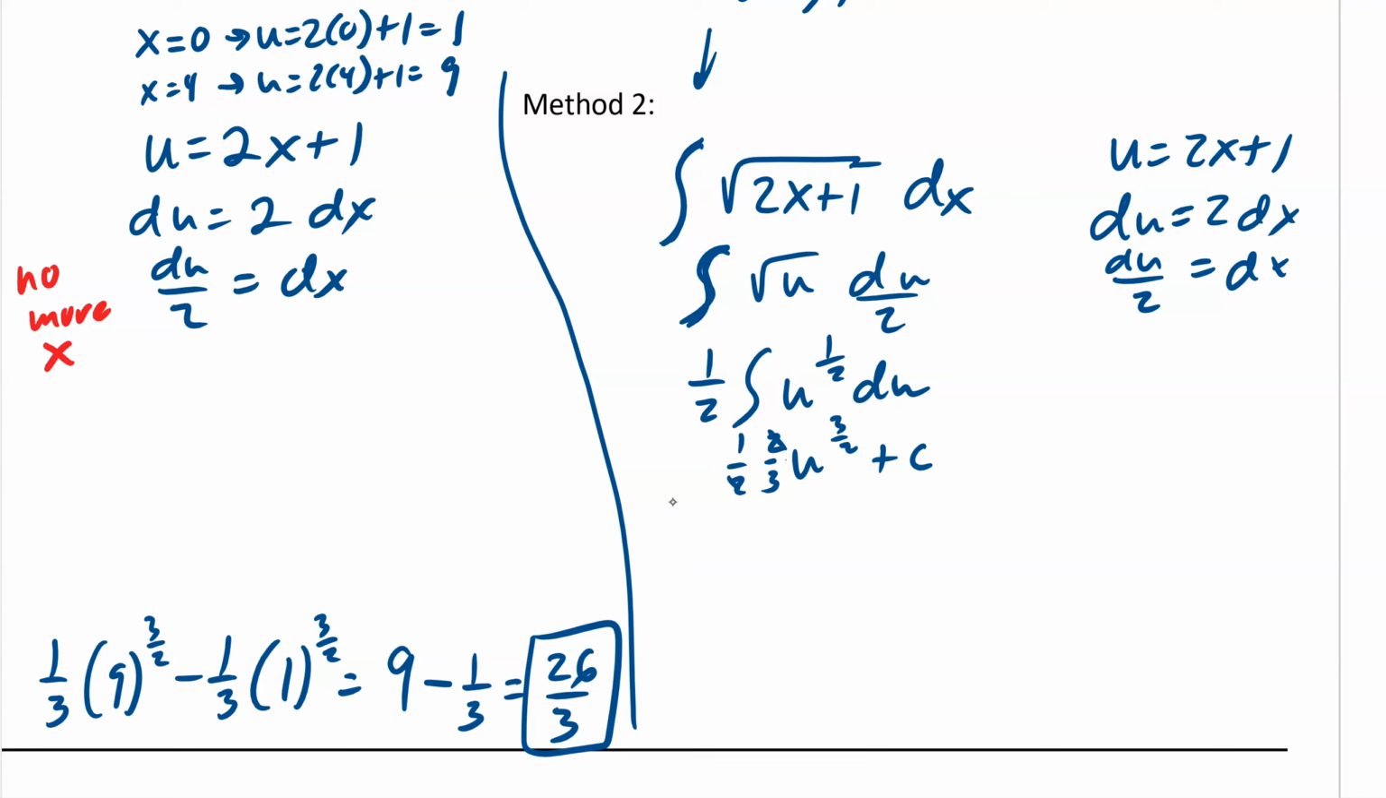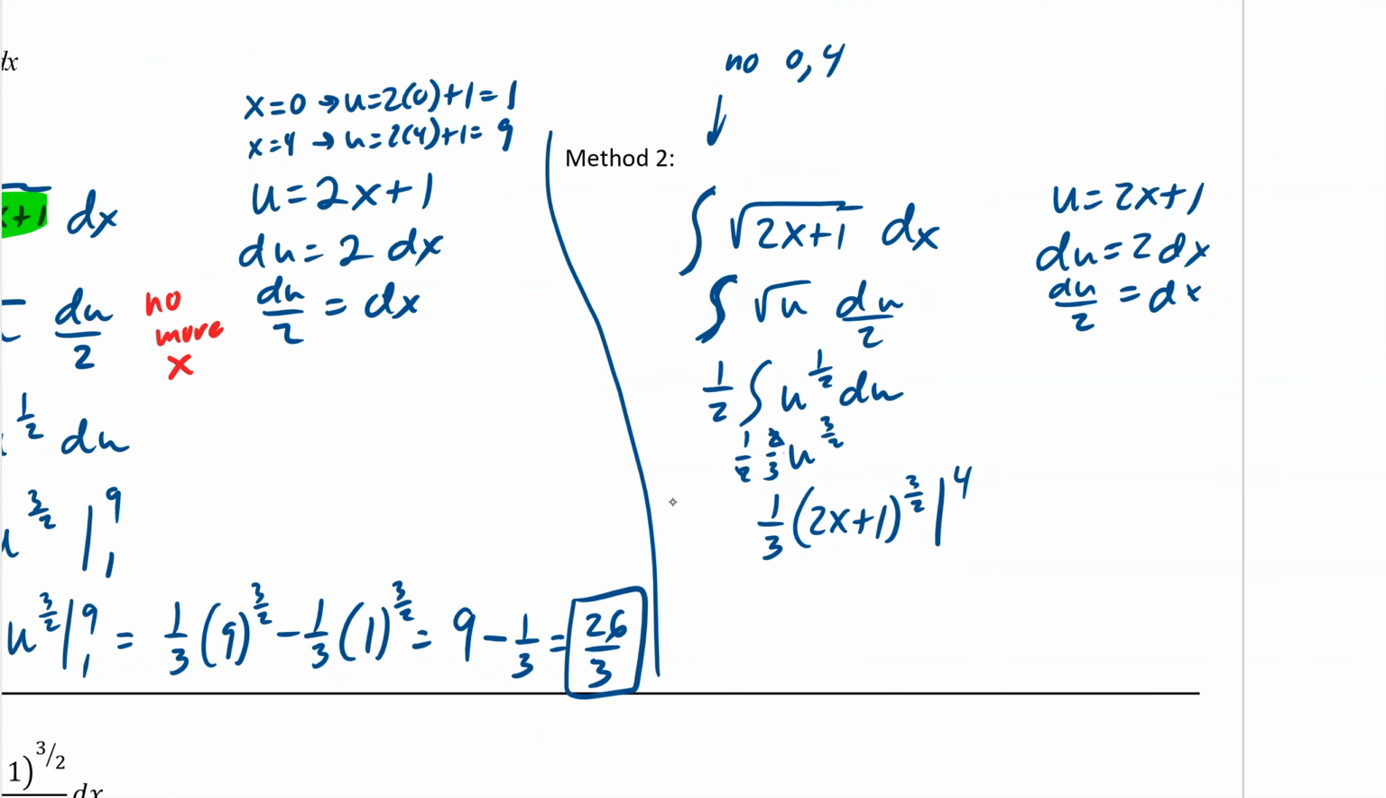But you don't write plus c. You just ignore it. So now we say 1/3, and then we replace it with 2x plus 1 to the 3/2, and then now you put them back in, 4, 0. So you're not going to place them back in until the very, very end with the x.